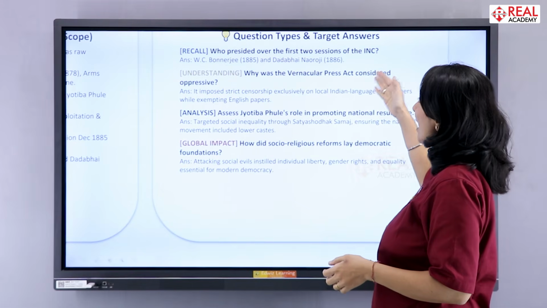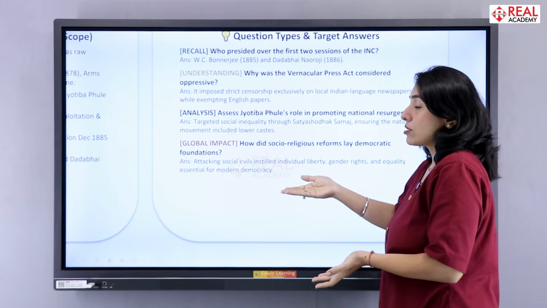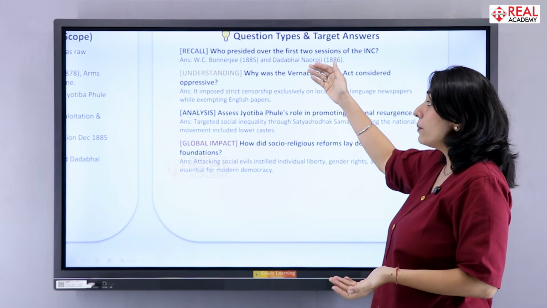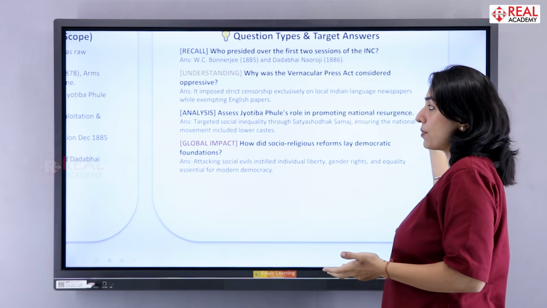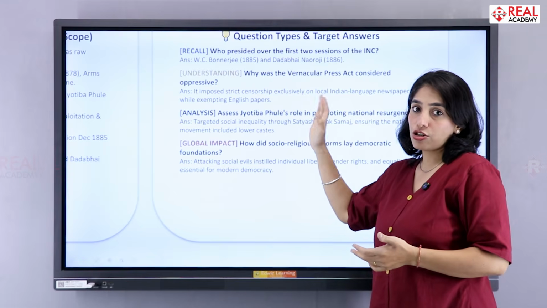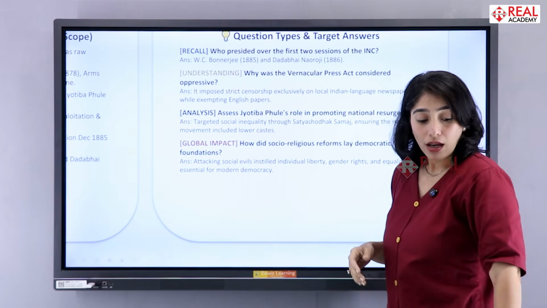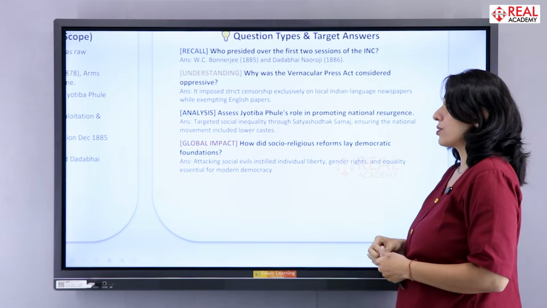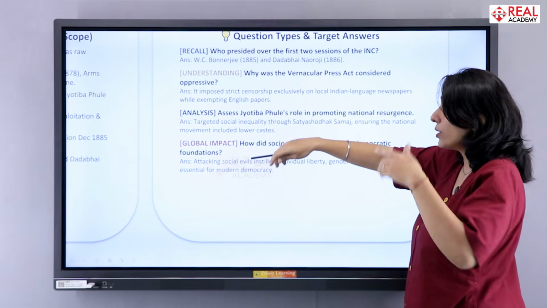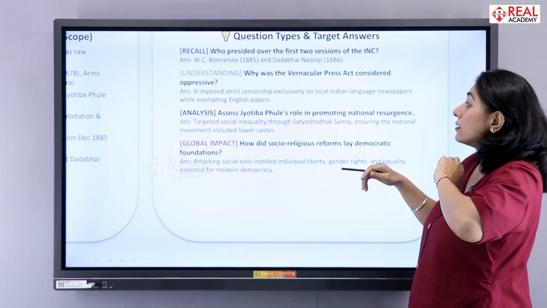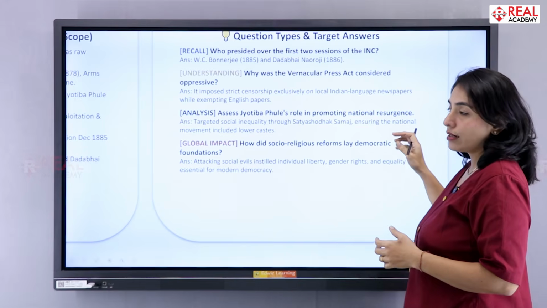Understanding: why was the Vernacular Press Act considered oppressive? So you talk about it. Why so? Because it imposed strict censorship exclusively on the local Indian language newspapers while exempting the English papers. So what do you highlight here? What are the formal key terms? You talk about the censorship, which is my first keyword. Second is the English papers, where I talk about the local Indian language.